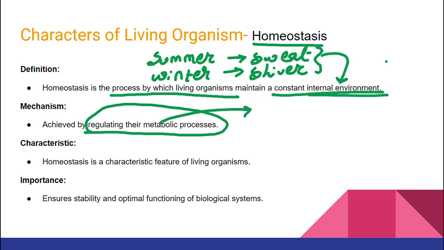See, it's not like you switch on the button and the sweating will start, you switch off the button and shivering will stop. It's not like that. Everything happens due to the metabolic process, right? Whether it is a characteristic feature or defining feature, obviously just now I told you every organism won't be able to maintain its internal body temperature, so it is a characteristic feature, not a defining feature. It ensures stability and optimal functioning of the biological system.